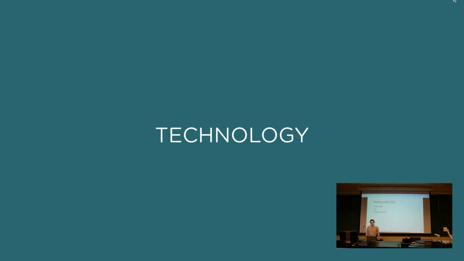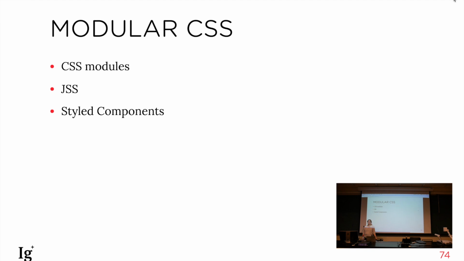There are a lot of technologies trying to solve the problem, to provide different modular CSS solutions. And I will introduce you three, the most important. So these are used in real projects. So it's CSS modules, JSS, and styled components.